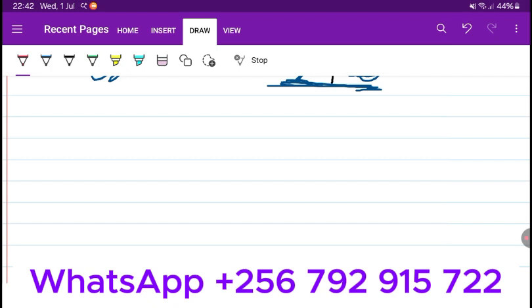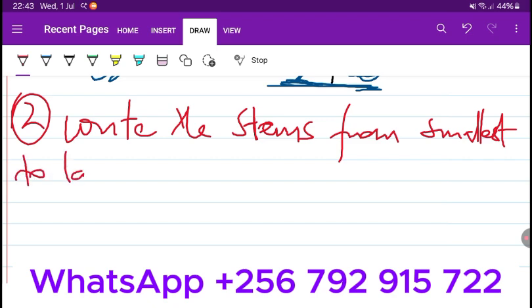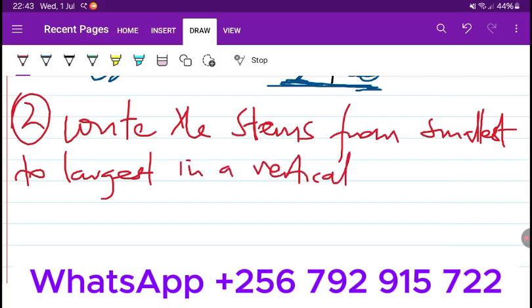Now, the first step was to arrange the data set. The second step is to write the stems. We are saying stems because we said that these can be many. Write the stems from smallest to largest in a vertical column.